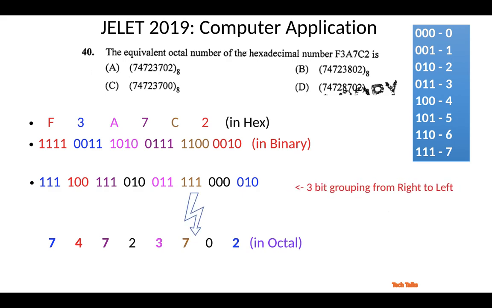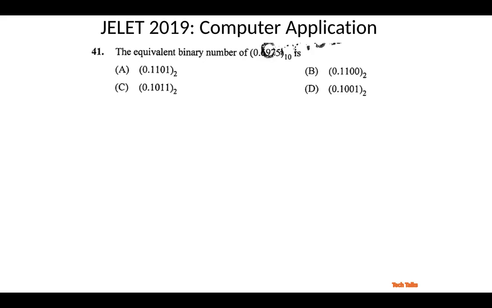So these two are important things: 3-bit grouping and then convert it to octal. Going to the next question. There is a given number 0.6975 and we have to convert it into binary.